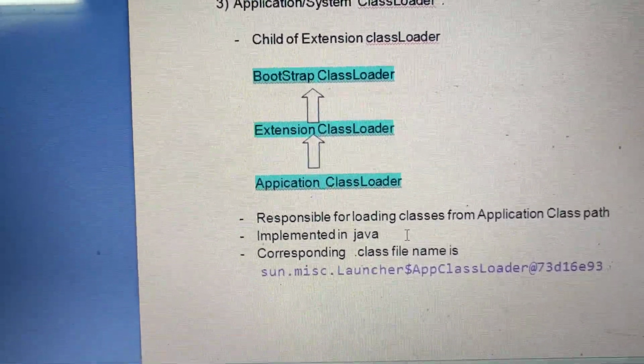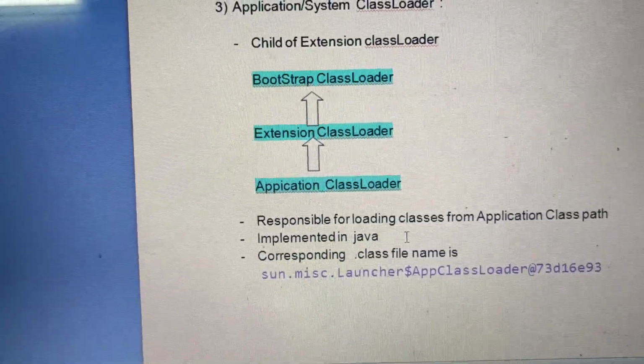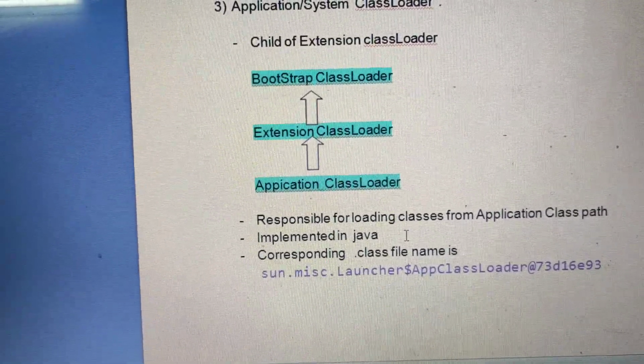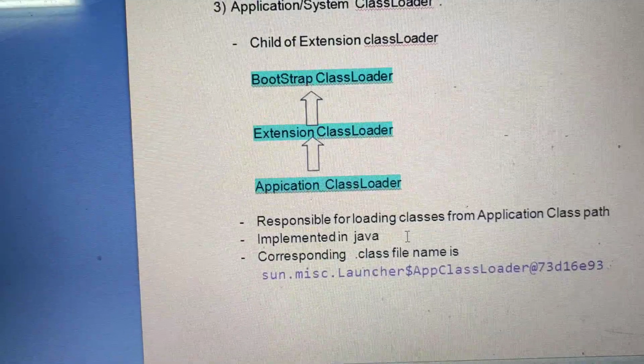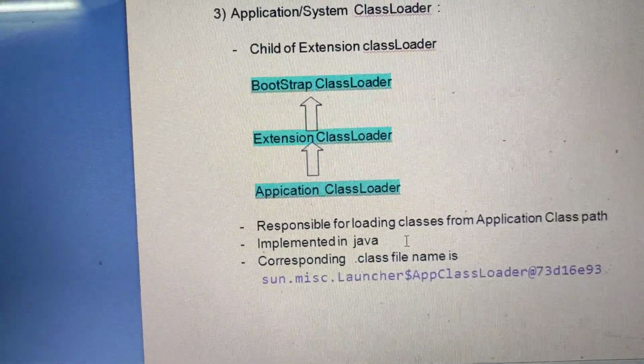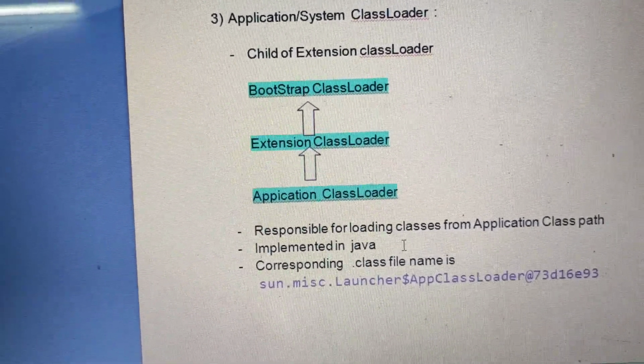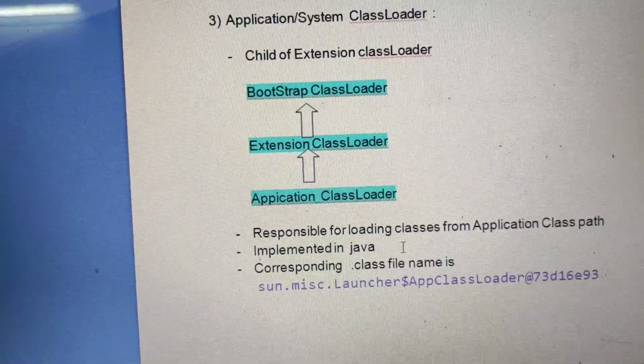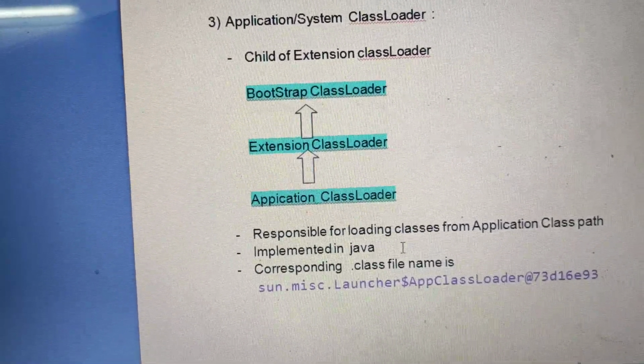This Application class loader is implemented in Java. So there are two types of class loaders which are implemented in Java: the Extension class loader and the Application class loader. The first type, the Bootstrap class loader, is implemented in other languages like C and C++.